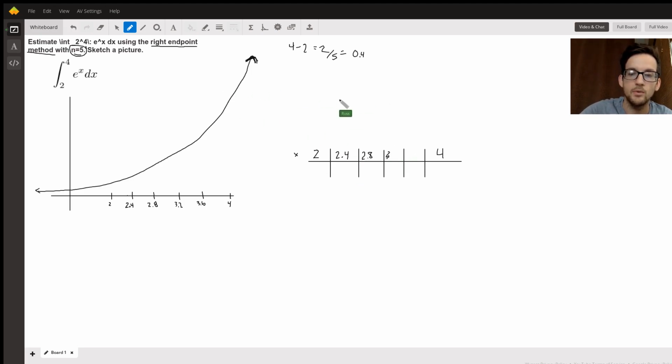So 2.8, 3. Ooh, that's not a 3. It's a funky 3. 3.2, and then 3.6, and then our 4.